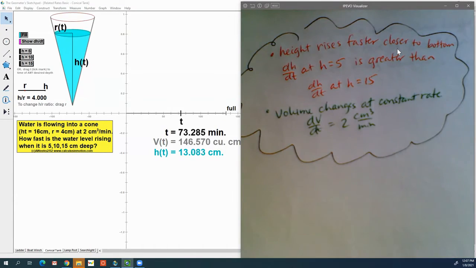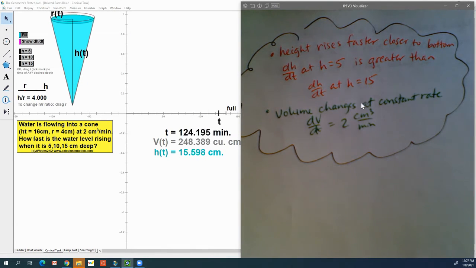So imagine water dripping into the container at a constant rate. It's like when you turn on a faucet, right? When you turn on the faucet, the water comes out at the same rate, but depending on what kind of container is under the faucet, your height would change at different rates. So those are two things to notice about this problem.